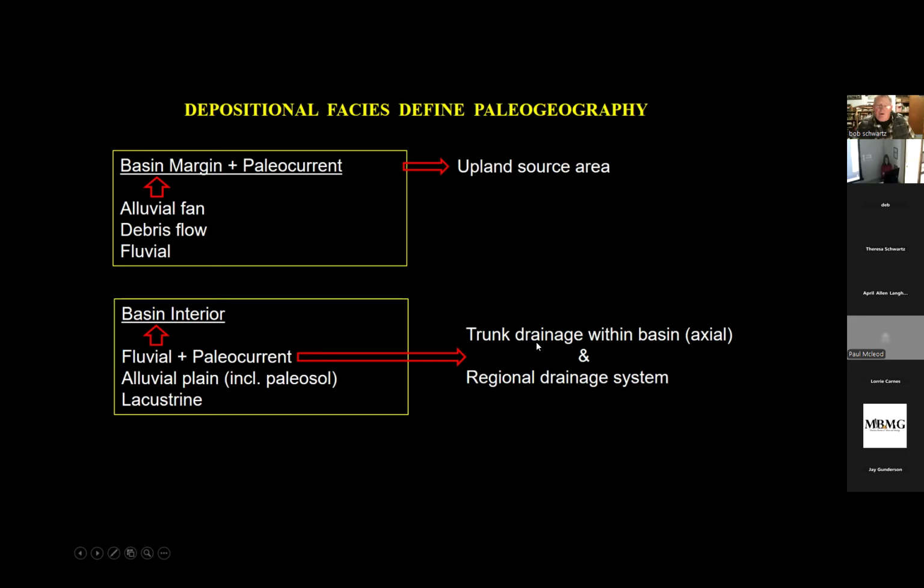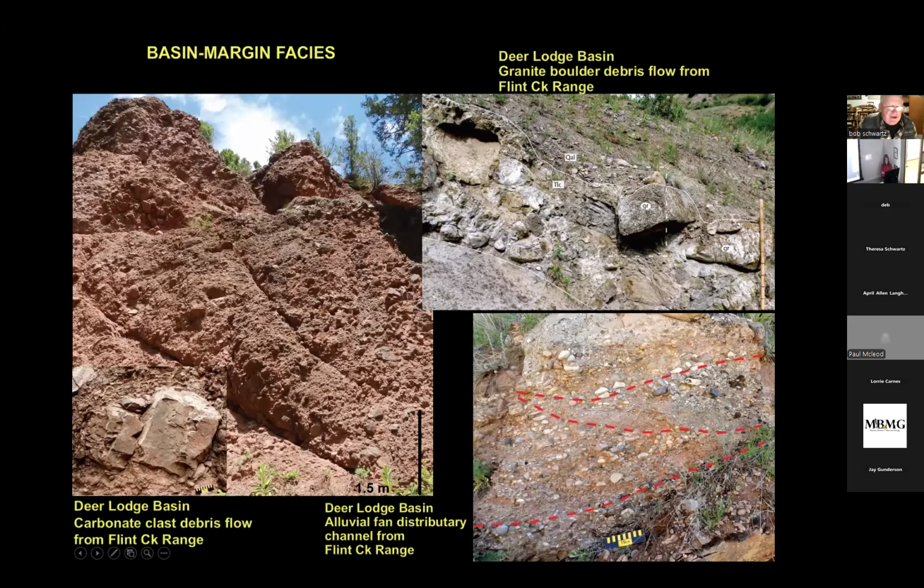Number one is, given that the paleocurrent directions are parallel to the axes of the basins, we know that they are trunk drainage systems within the basins. We refer to them as axial-fluvial systems. And integrating all the different axial-fluvial systems, we can figure out, or did figure out, the regional drainage system for the entire study area. So this is primary input data that leads us to this type of information. Let's just look at some examples. First of all, starting out with coarse basin margin facies.